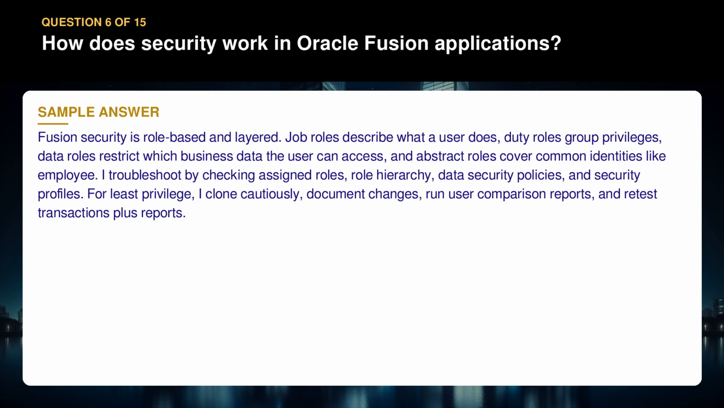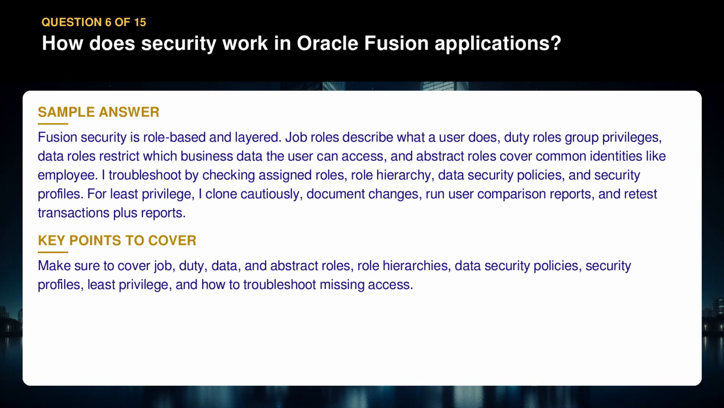I troubleshoot by checking assigned roles, role hierarchy, data security policies, and security profiles. For least privilege, I clone cautiously, document changes, run user comparison reports, and retest transactions plus reports. Make sure to cover job, duty, data, and abstract roles, role hierarchies, data security policies, security profiles, least privilege, and how to troubleshoot missing access.